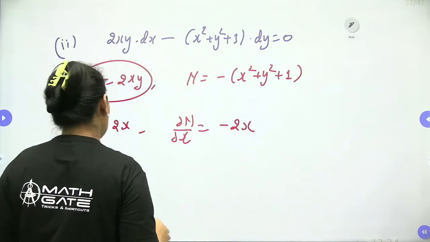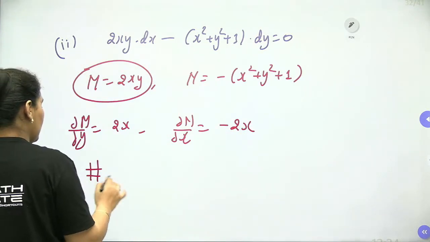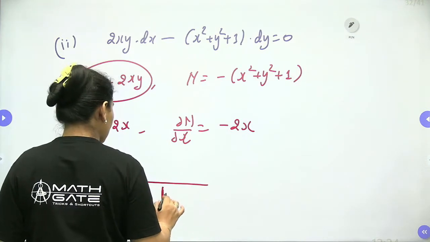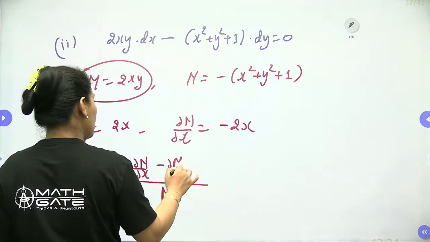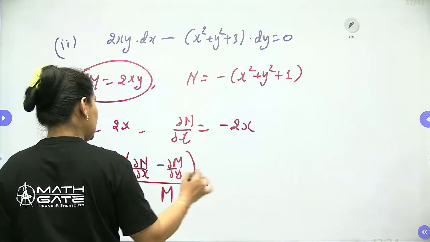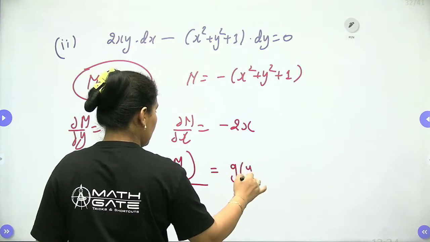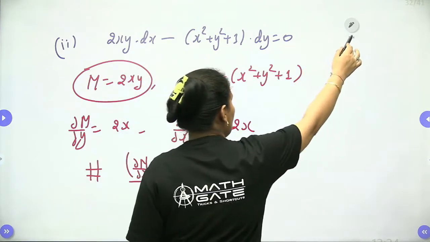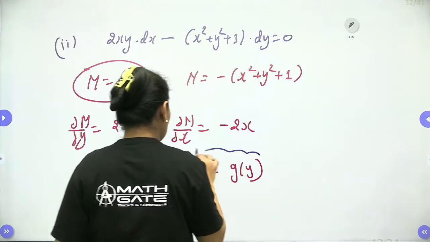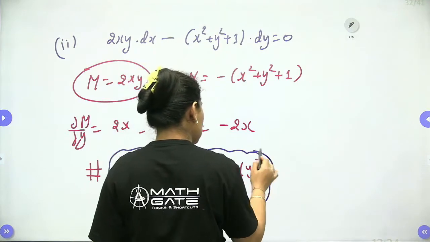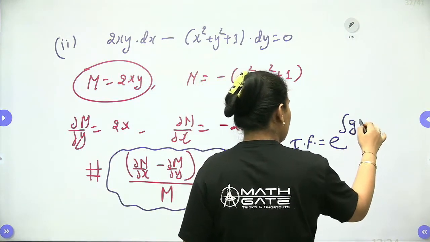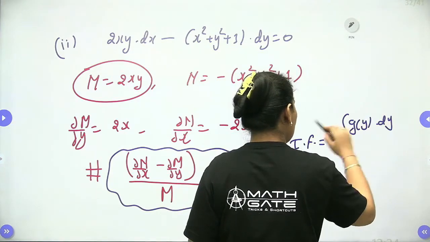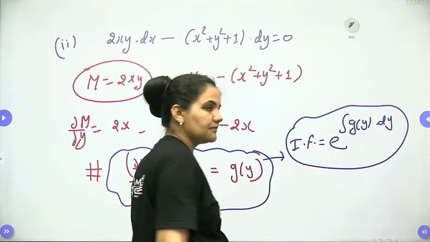When you are planning to divide with M, it means it should be del N by del x first, and it should be del M by del y, and the given function has to be in the form of a single function of y only. If you get this, then the integrating factor will be e to the power of integral g(y) dy only.